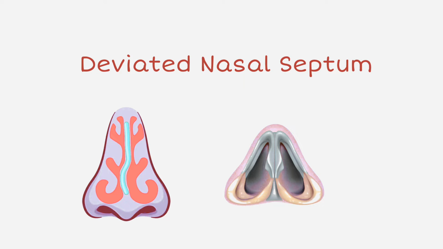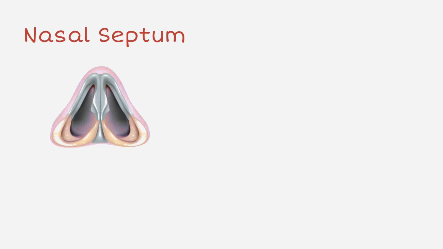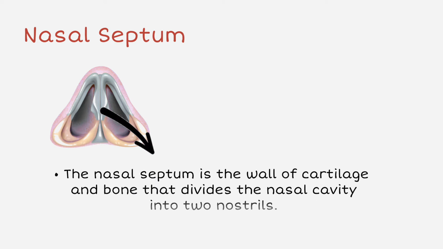Before the deviated nasal septum, understand what the nasal septum is. The nasal septum is the wall of cartilage and bone that divides the nasal cavity into two nostrils.